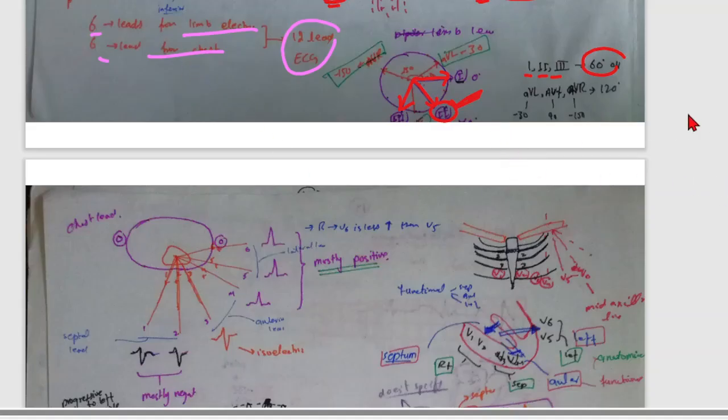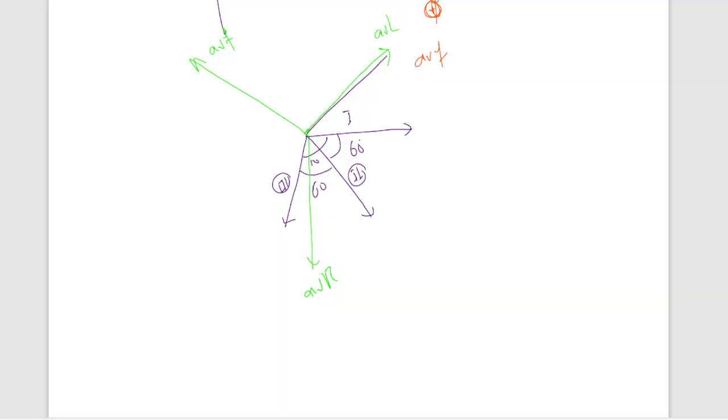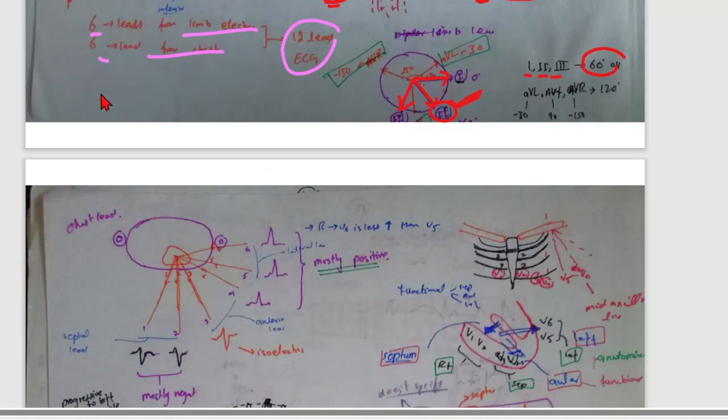So the angle between them is, this is actually 30 degrees. 30 plus this 120 degrees, so 30 plus 120 is equal to 160. And 160 plus 120 is equal to 280. It is like this. So this is all about the angles that are showing AVL, AVF, AVR. Okay, this is lead 1, lead 2, lead 3.